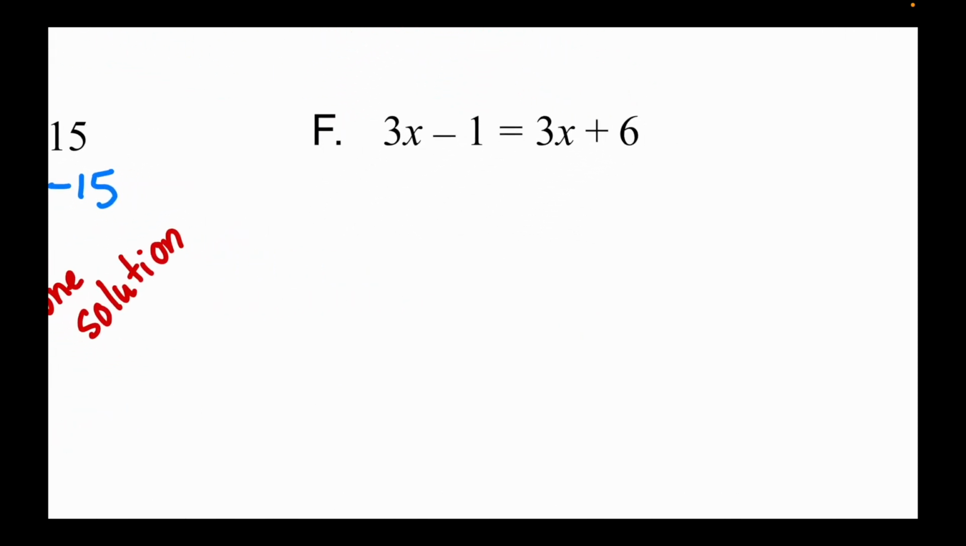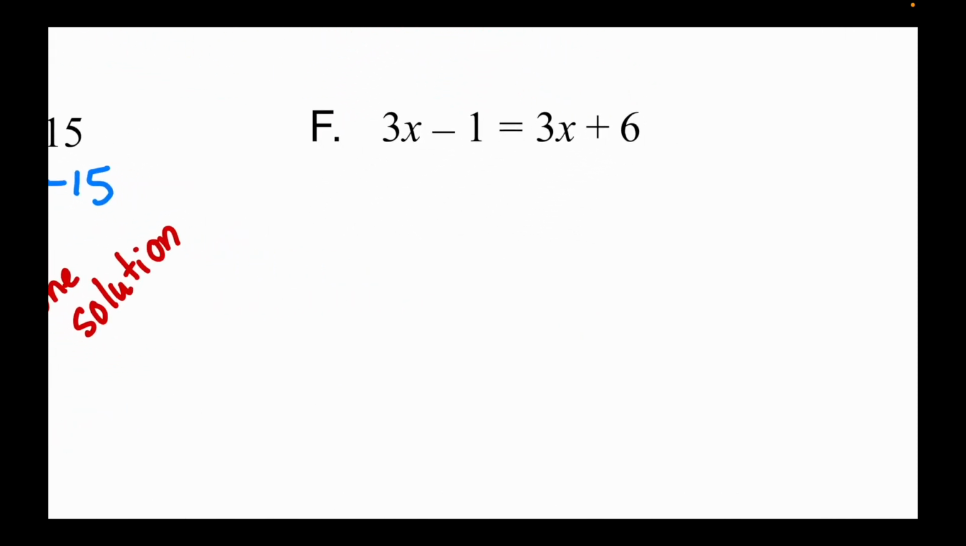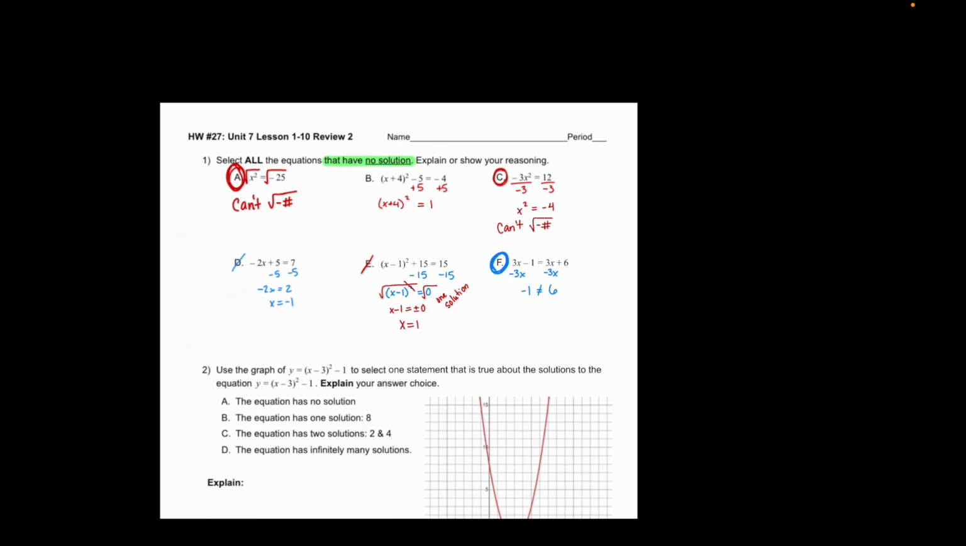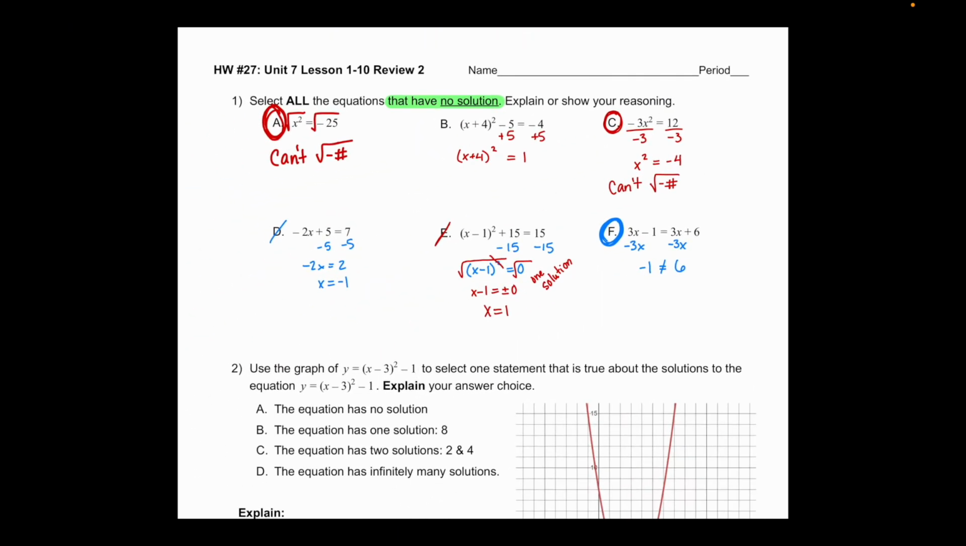For question F right here, if you have a keen enough eye for linear functions, you might be able to tell that this one here has no solution. And that is because if we subtract 3x from both sides, then we end up with -1 is equal to 6. And that is not true. So this one is also one of our answers. So for this question, it would be A, C, and F, because the variables cancel out.